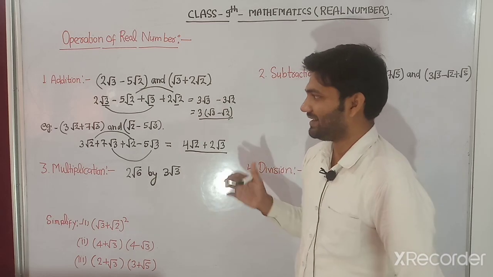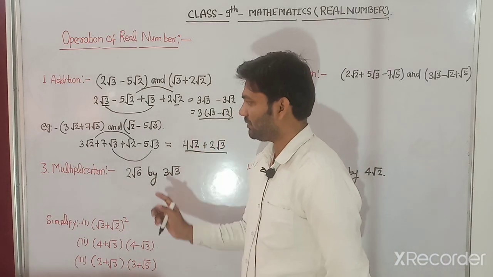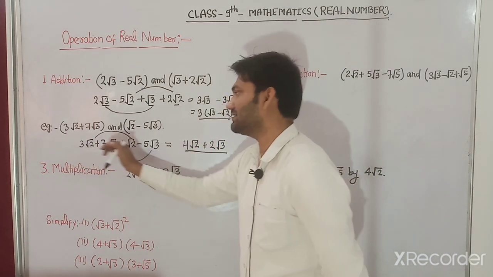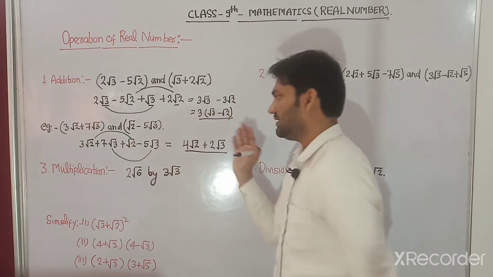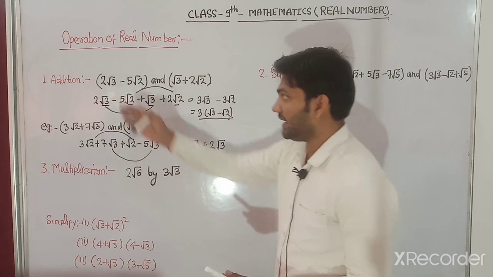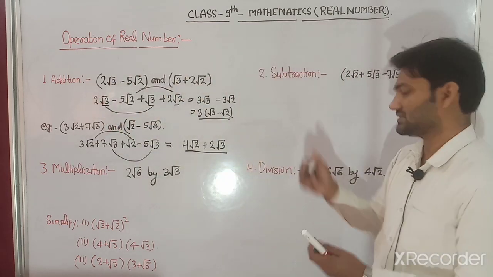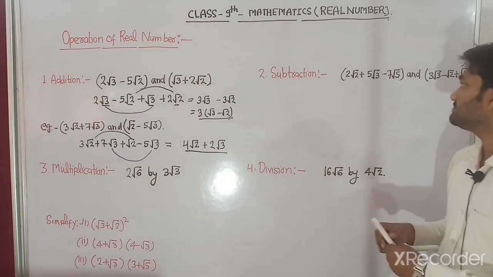Numbers are added directly; only one point to check: like terms are added together and unlike terms are written directly. That is addition, and second is subtraction. How to subtract these numbers?